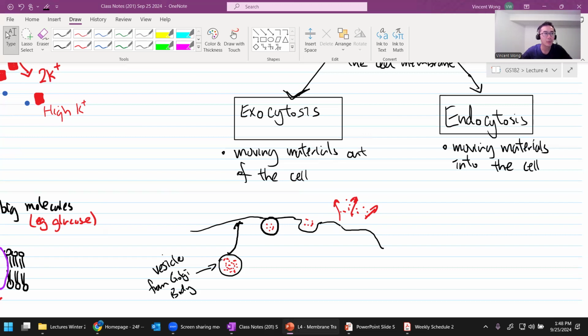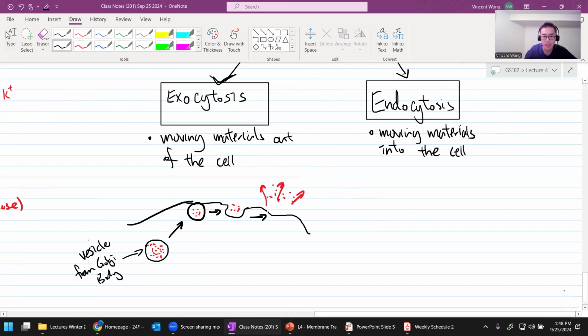On the other hand, we can do endocytosis, which is to bring things in. So it's the exact same concept here. Okay, maybe I'll redraw this for you quickly. This happens like in this direction. But now for endocytosis, it's going to be bringing things in. All right. So it looks like this.